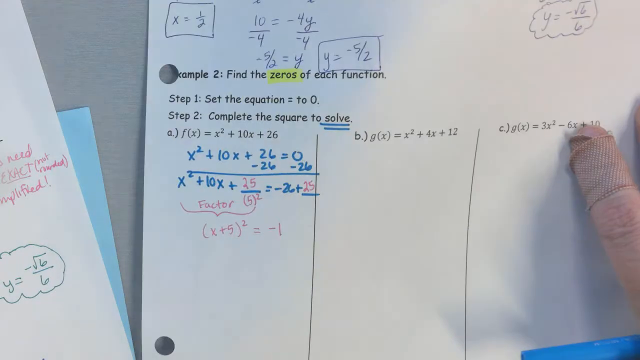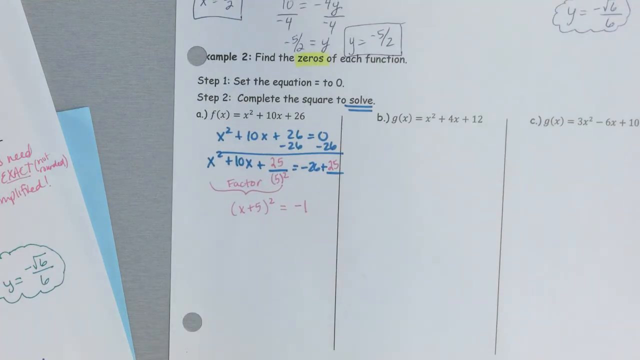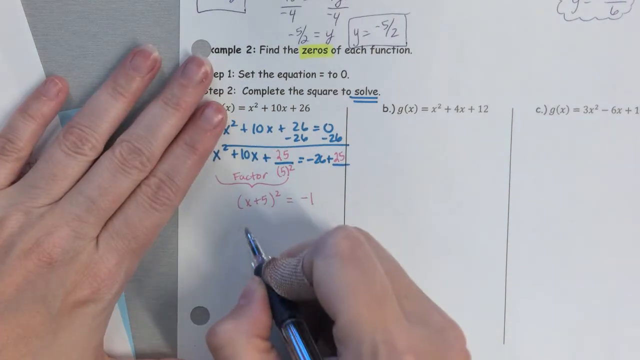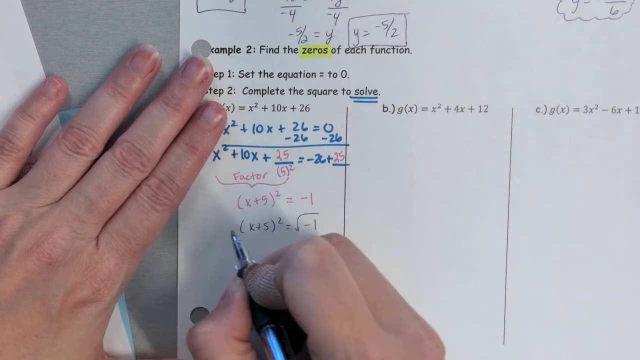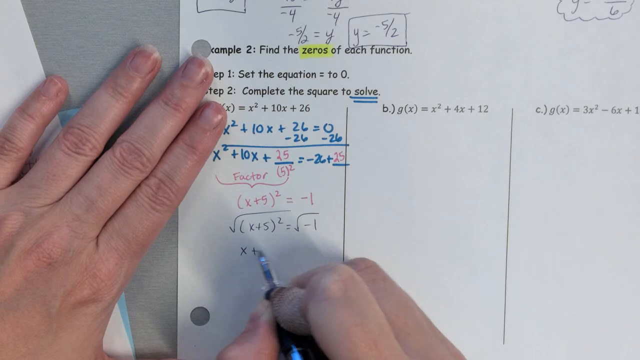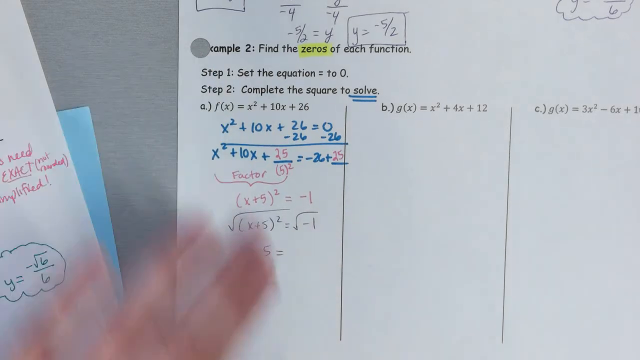Okay, so let's go on to the next step here. Okay, so Ava, what did you do next? So I took the square root of both sides and got the square root of negative 1 equals x plus 5. Good. There's just one thing we're missing.